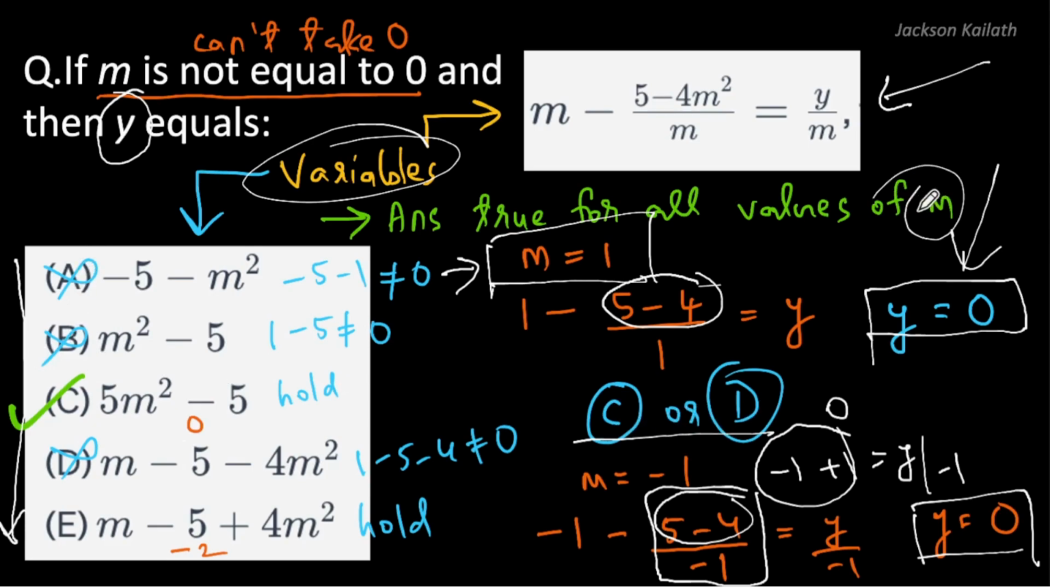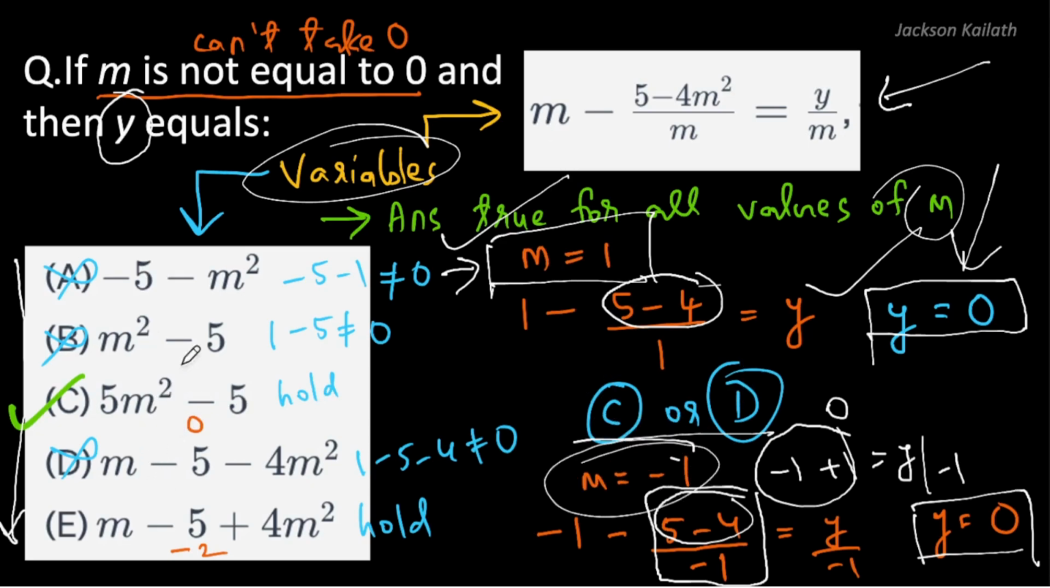That means for all values of m except 0, if you are choosing the correct option from A to E, it should give the correct value of y. And then we just went ahead and substituted m is equal to 1. We got the value of y, and we eliminated all the options which were not simplifying to 0 when m is equal to 1. And then we did the same thing for m is equal to minus 1.